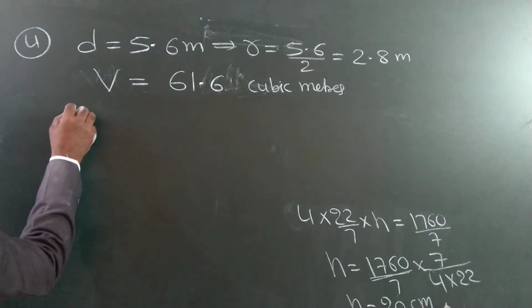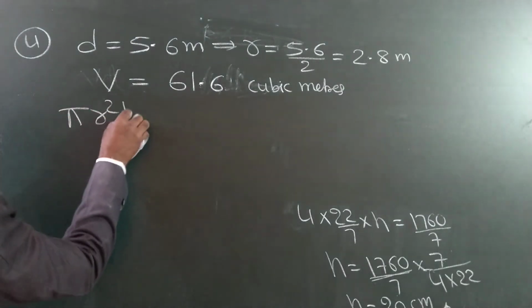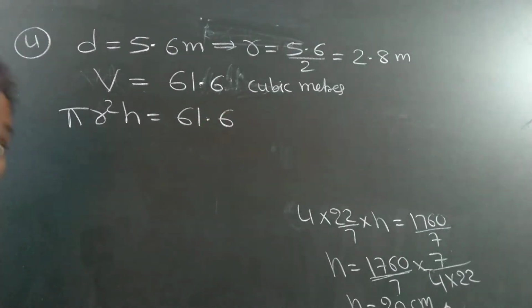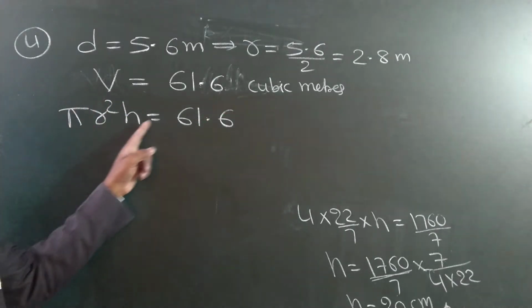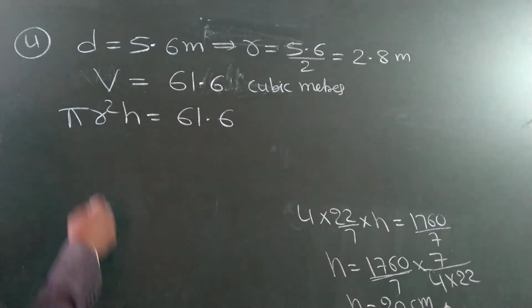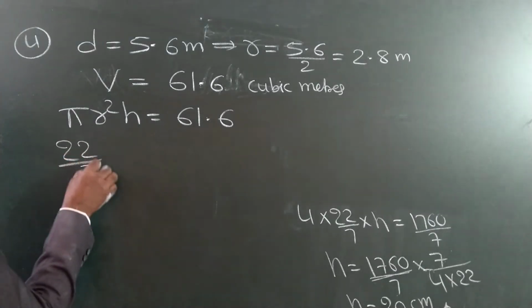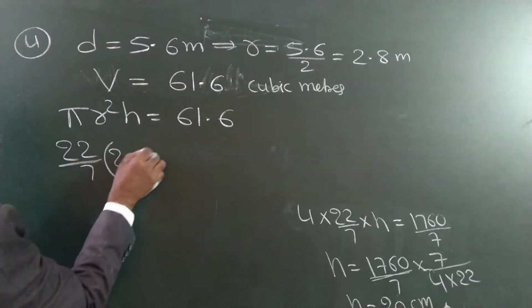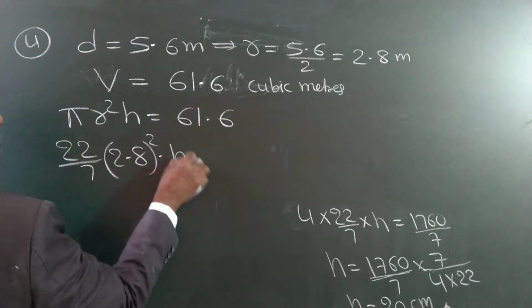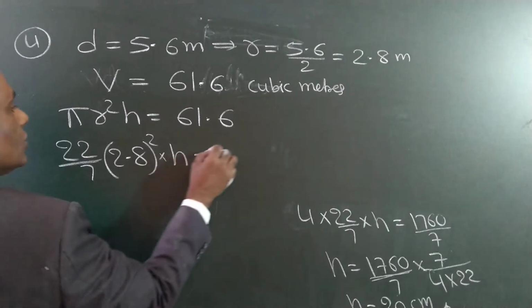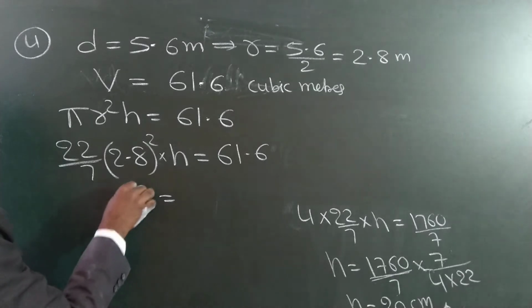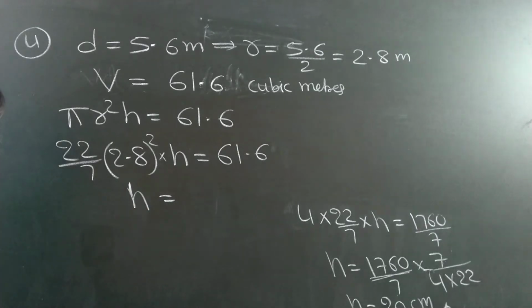What is the volume of cylinder formula? Pi r square h is equal to 61.6. Volume of cylinder formula pi r square h, 61.6. Pi is 22 by 7. R is 2.8 into h is equal to 61.6. We require the h value. The question is, find the height. H is asked.